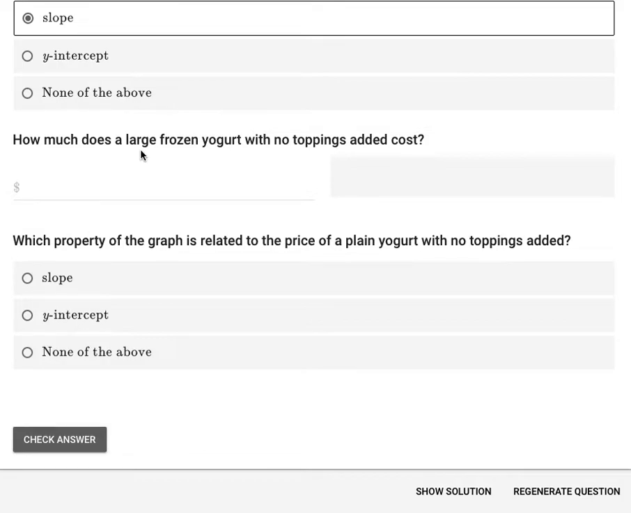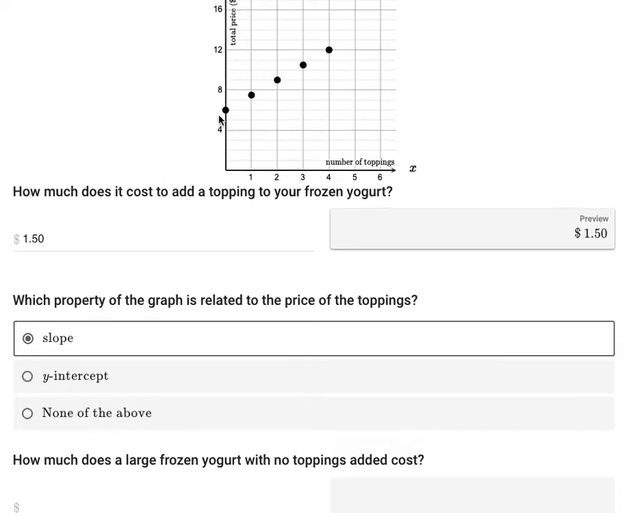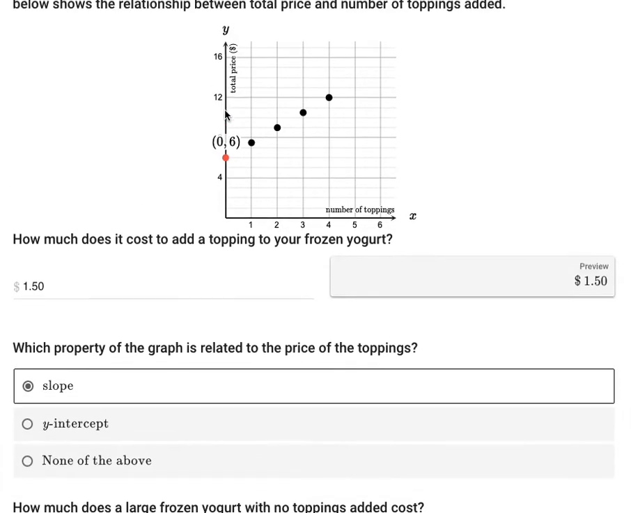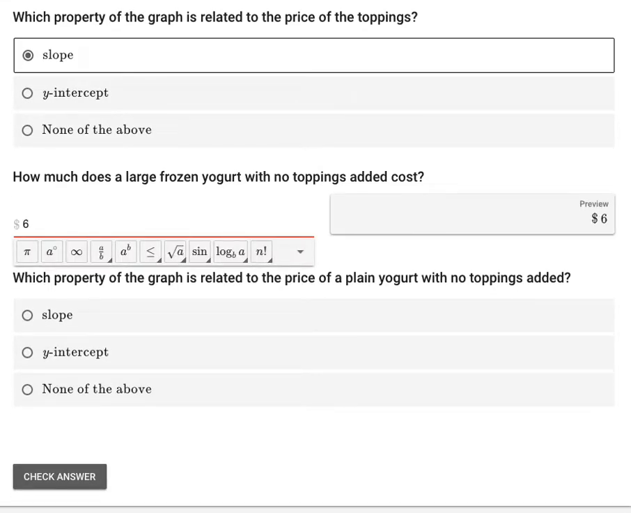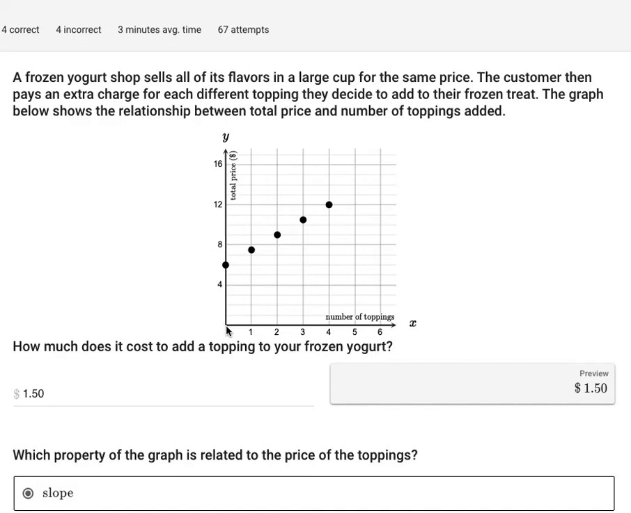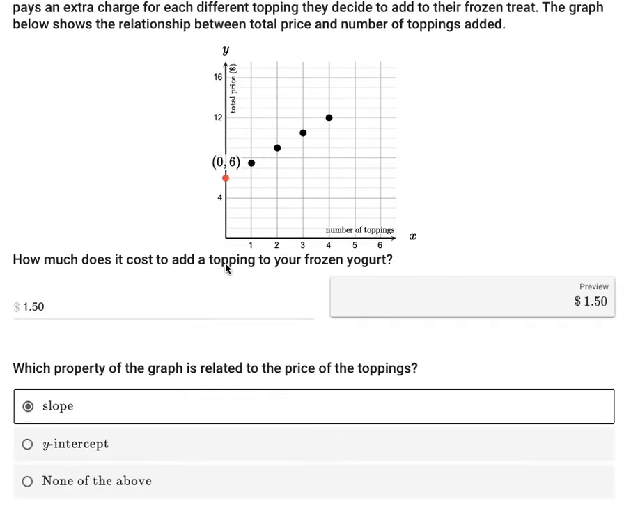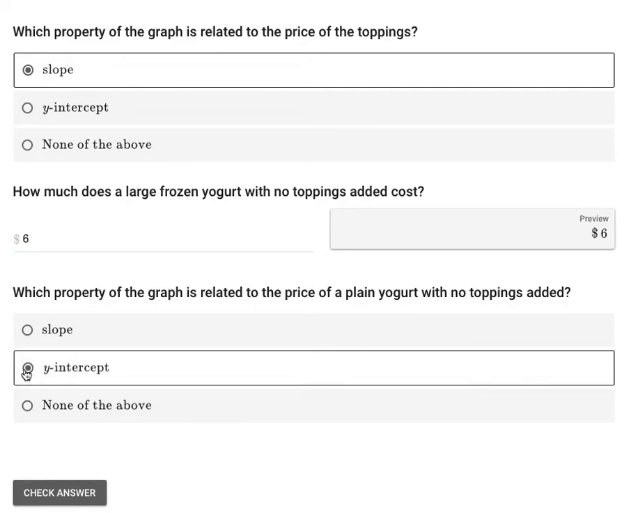The next part of the question says, how much does the large frozen yogurt cost with no toppings? Again, if you got 0 toppings, 0 as your x value, it would cost you $6 because y is being measured in dollars. So it costs $6 just for the yogurt itself. What did I use to find that? Well, when x is 0, that other value, the y value, is called our y-intercept. Why is it called the y-intercept? It's where it intersects the y-axis. So where does it cross the y-axis? It crosses at (0, 6). When x is 0, what is the y value? That is our y-intercept. So I used the y-intercept to find that value.